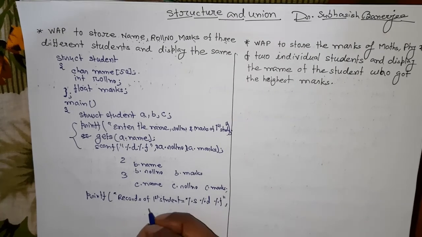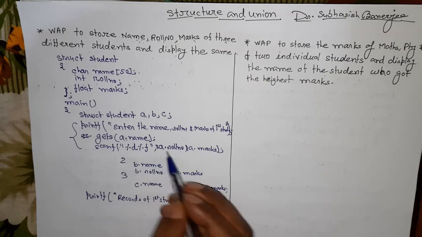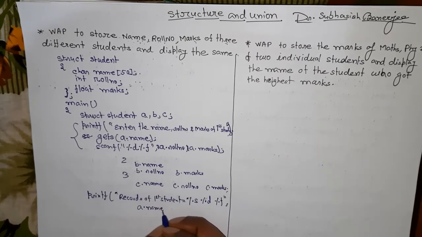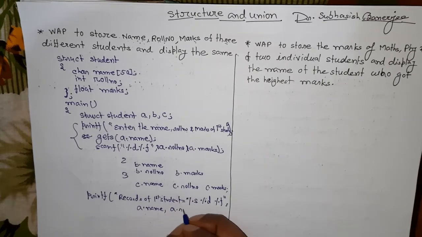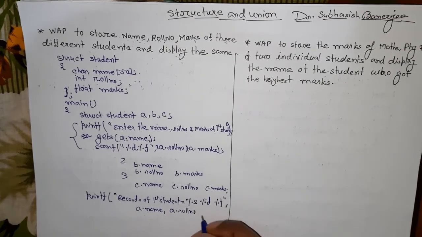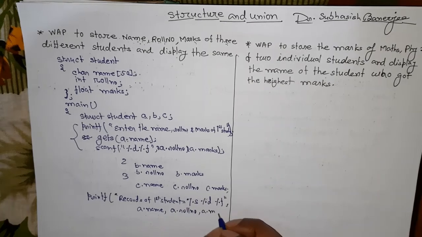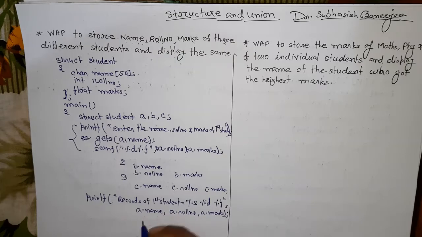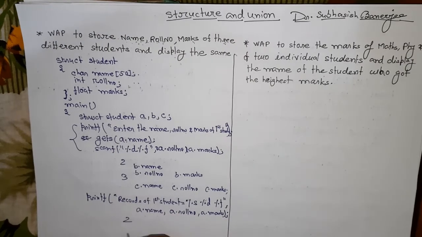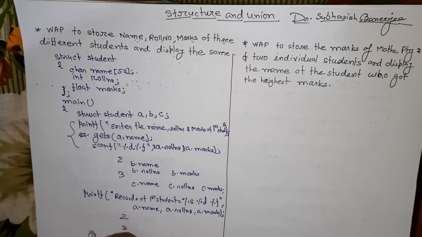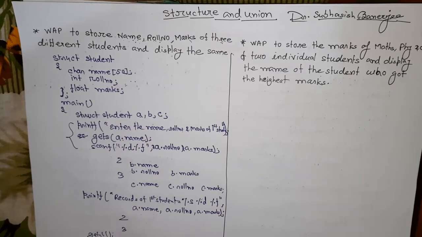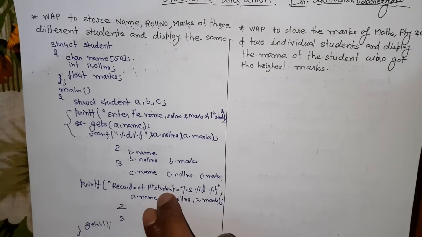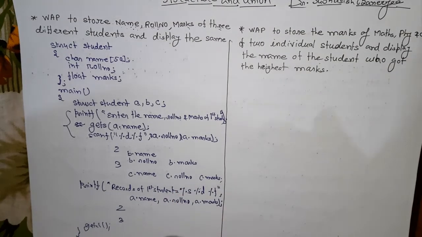So here we mention the first student. For the first student we have used the variable a. So a dot name will display the name of the first student, a dot roll number will display the roll number of the first student, and a dot marks will display the marks of the first student. Similarly, we can display the marks of the second student as well as the third student, and it will end with getch and close braces. So this is the simplest example to use your structure.